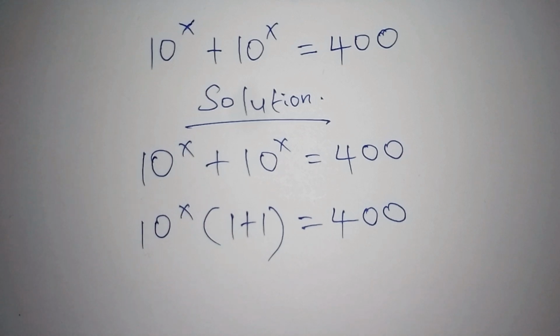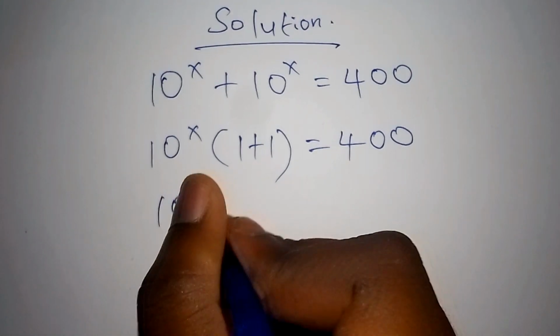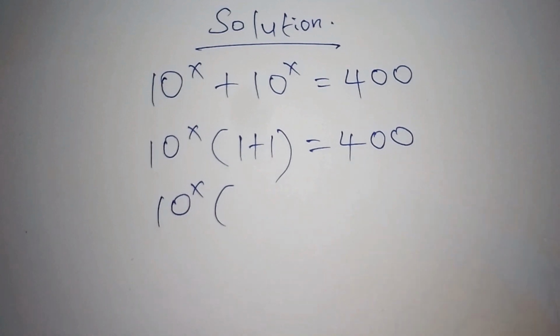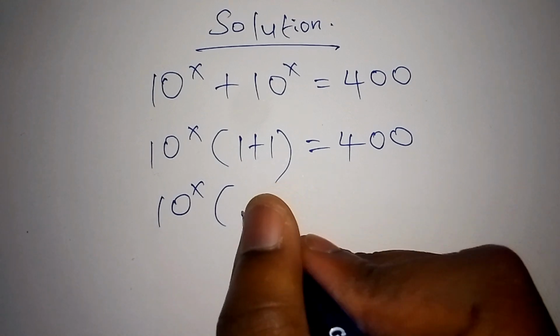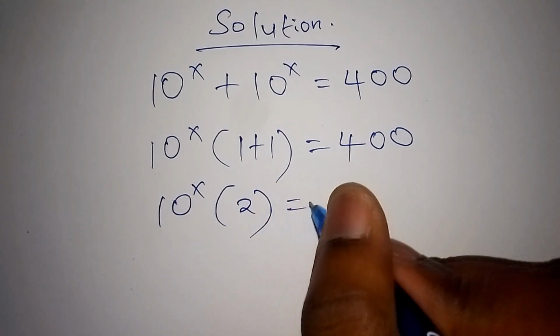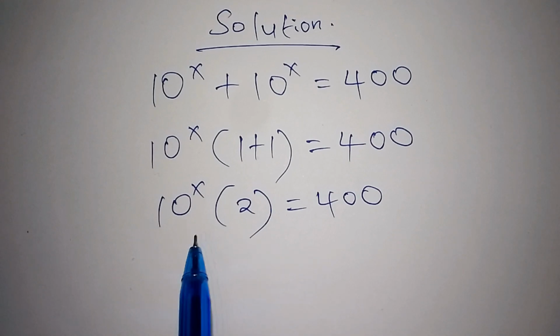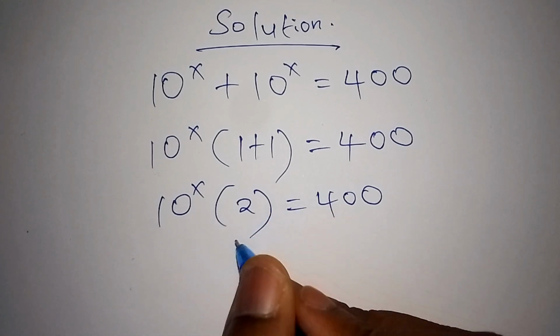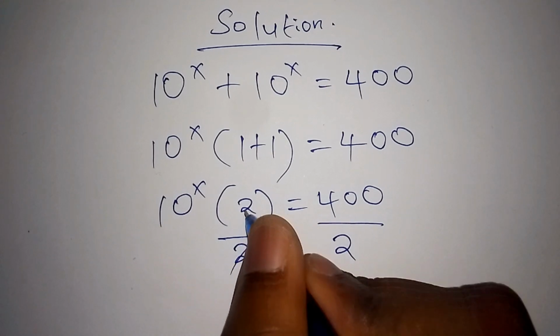In our next step we shall have 10 to the power of x, then into bracket, 1 plus 1 we shall have as 2. So inside the bracket we write 2 is equal to 400. For us to remain with 10 to the power of x on this end, we shall divide both sides by 2, so that 2 and 2 cancel.